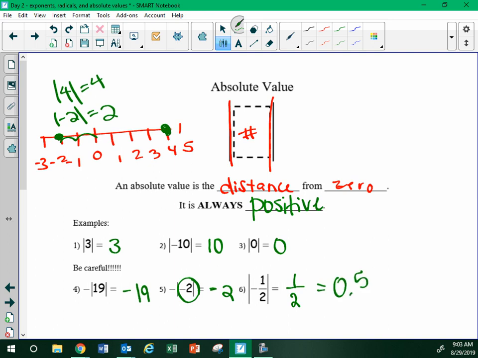Good. So let's talk about where the absolute value bar is on your calculator.